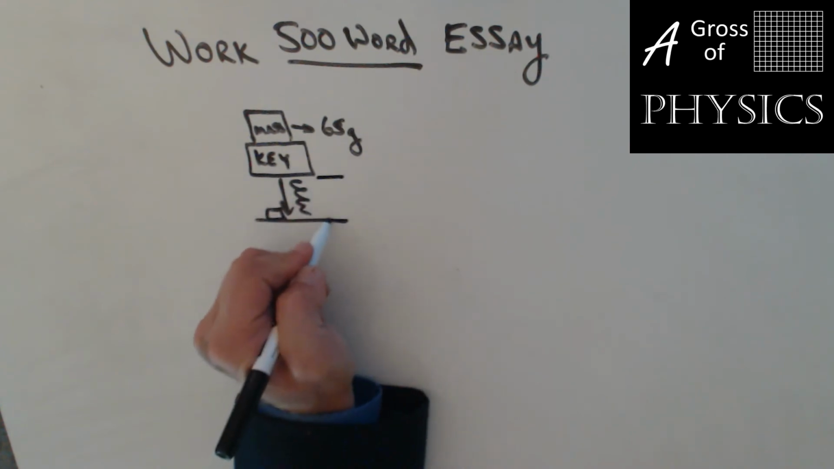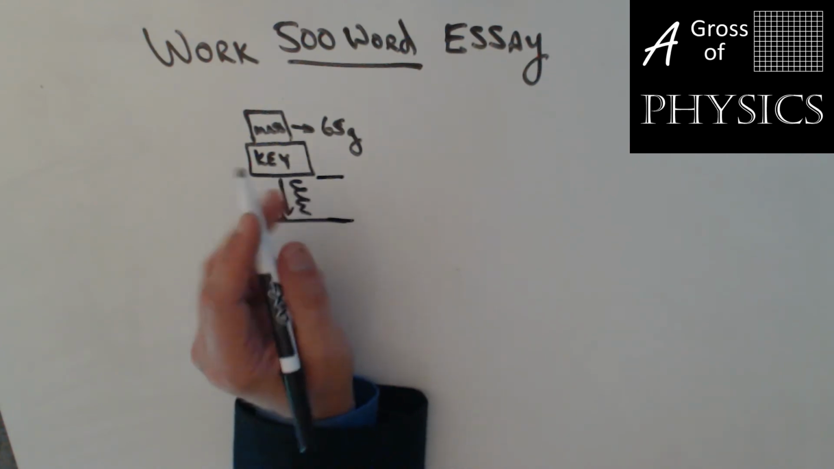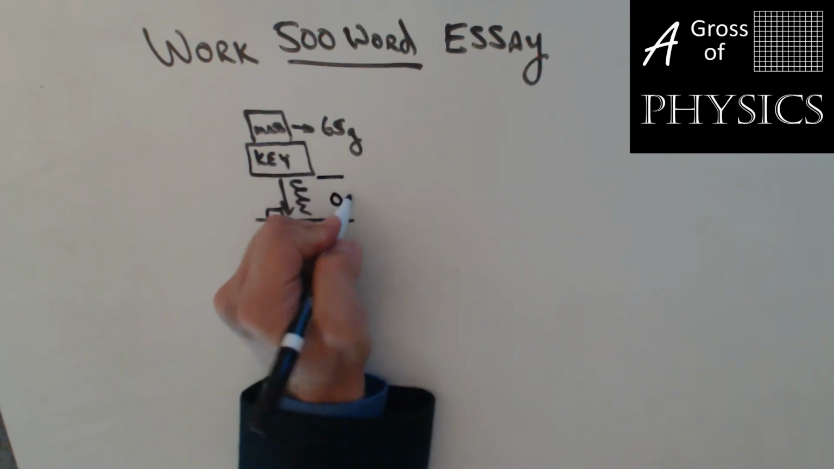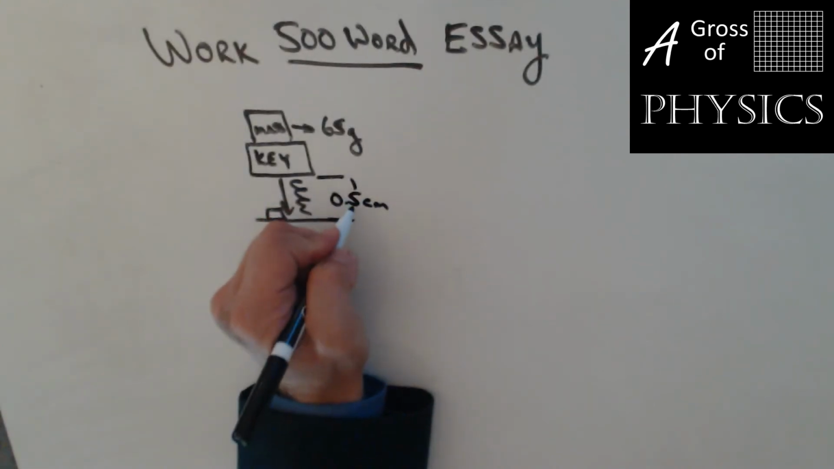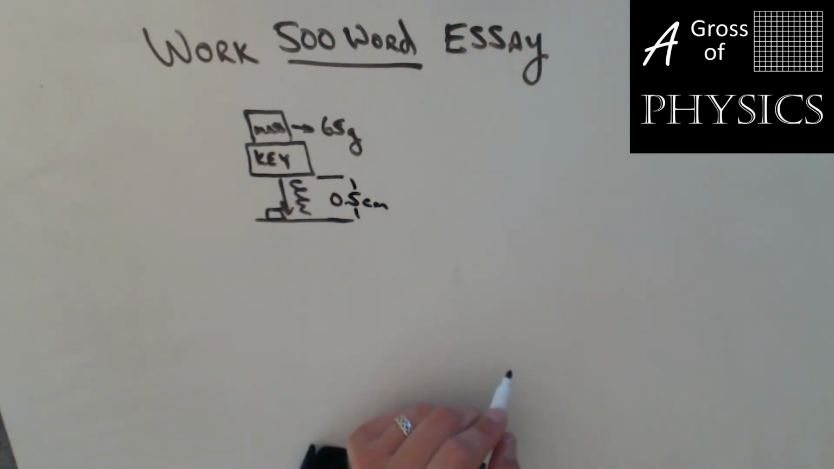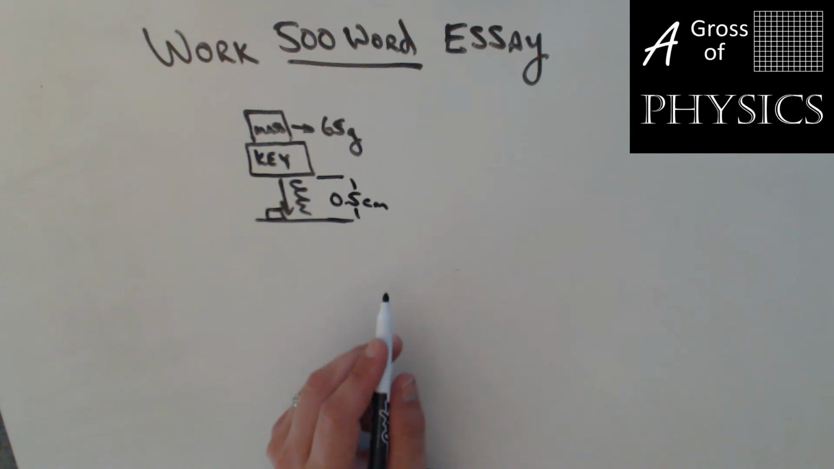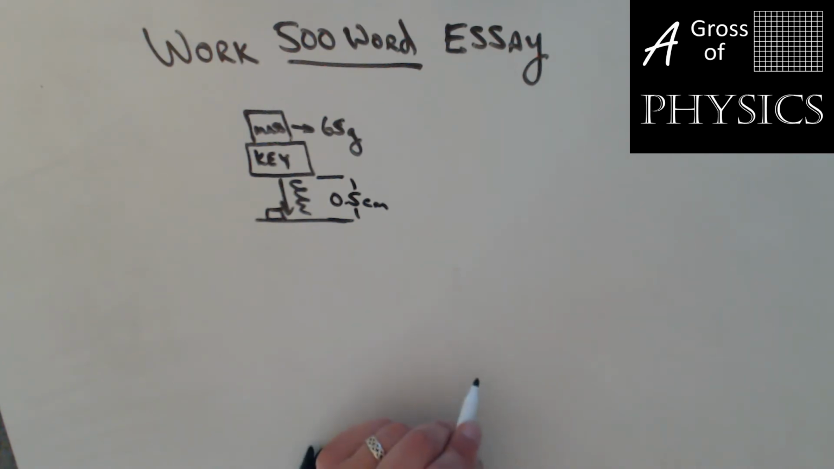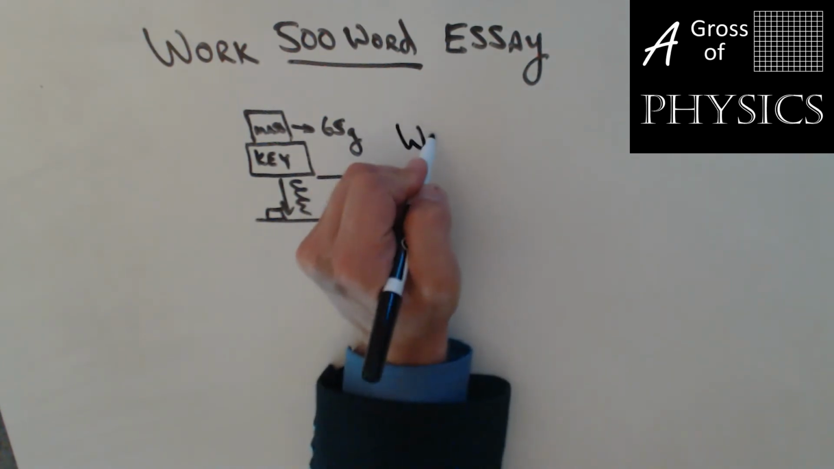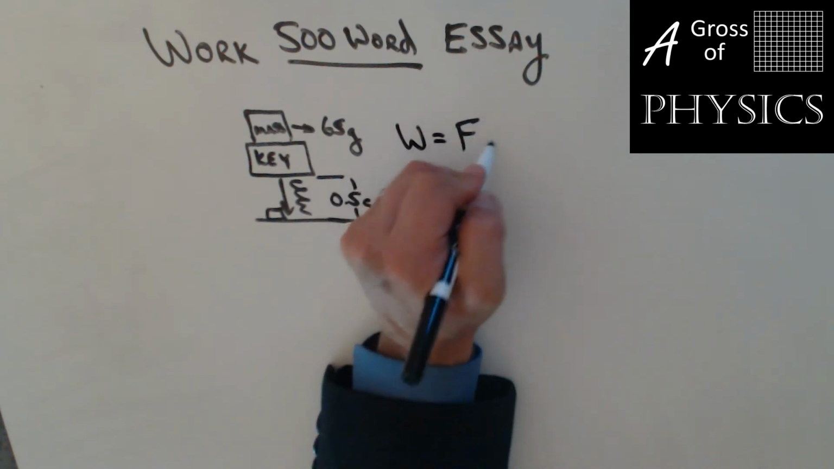Now, I also measured the distance the keys had to move. And I'm pretty sure the key motion was standardized. It was about 0.5 centimeters. So it required 65 grams, and it moved 0.5 centimeters. So how much work is done in a key press?